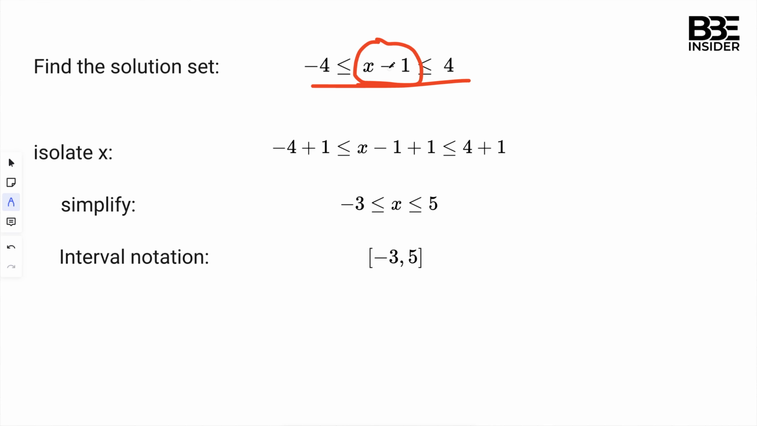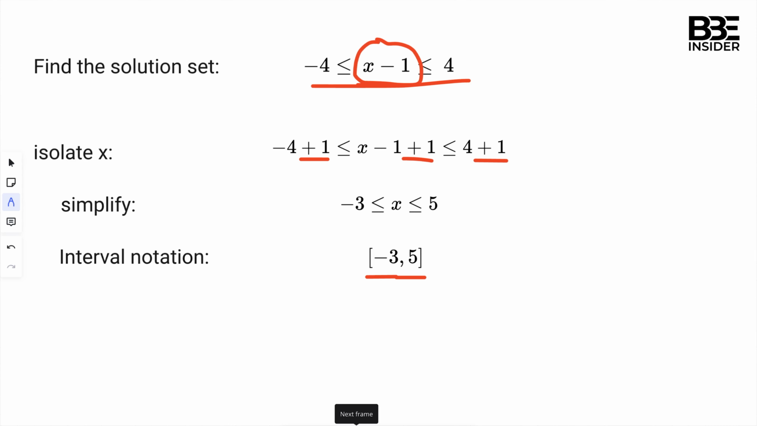To do that, we add plus 1 to all sides. It's important that you really add it to all sides. Otherwise, you would alter the meaning of the inequality. We just simplify and obtain minus 3 is less than or equal to x is less than or equal to 5. Meaning that minus 3 is the lowest point on our interval and 5 is the highest value on our interval. Because we have the equal to property here, we use a square bracket on both ends.